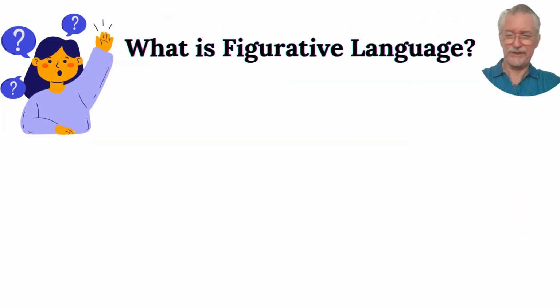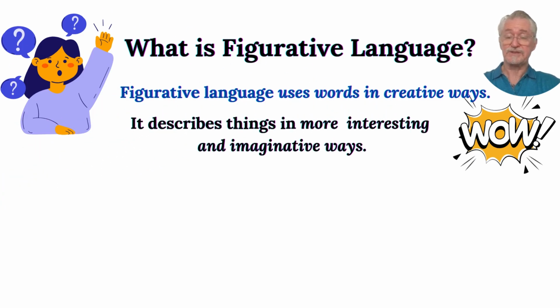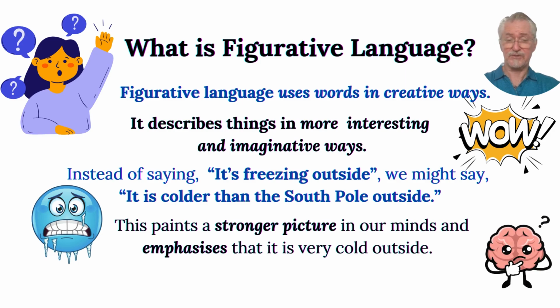So, what is figurative language? Well, figurative language is just a fancy way of saying we use words in creative ways. We use our imagination when we're speaking and writing. We describe things in more interesting and imaginative ways so that what we say has a greater impact. Instead of saying it's freezing outside, we might say it's colder than the South Pole outside, because this paints a stronger picture in our mind and in the mind of the listener or the audience, and it emphasizes that it's very, very cold outside.